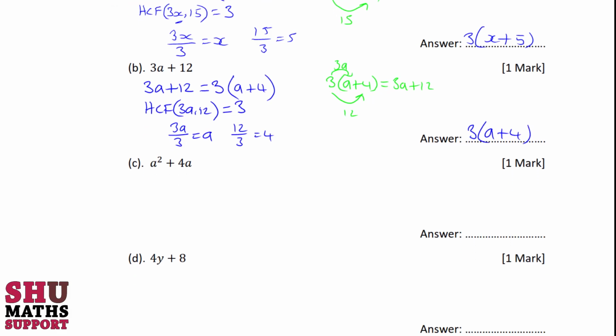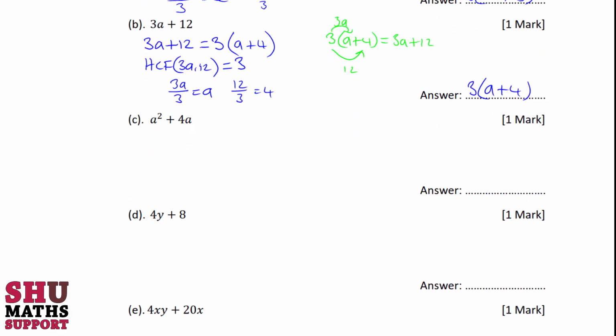Now the next question we're going to move on to has a squared term. So this is where things get a little bit more tricky. So we have a squared plus 4a. So I'll just write that underneath again. So a squared plus 4a is equal to, and we need to find the highest common factor of a squared and 4a.